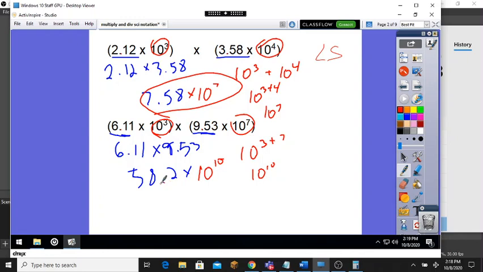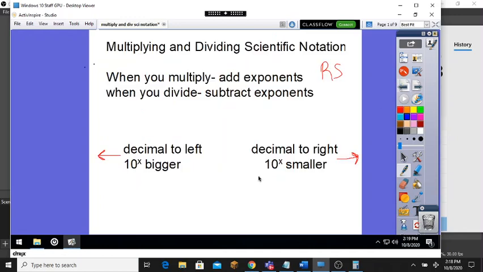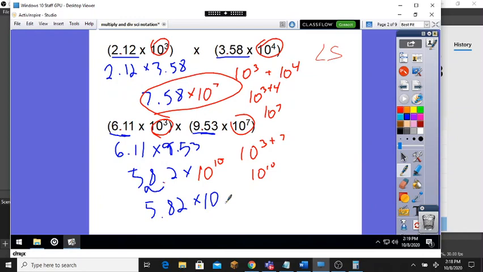We need to convert it into true scientific notation, which means that we need to move this decimal over here to look like this. Once we move this decimal over to the left, that's where this comes into play: if you move the decimal to the left, the exponent is going to get larger. We moved it over just one time, right? Once. So this one, we're just going to add it one time. That should be an 11.